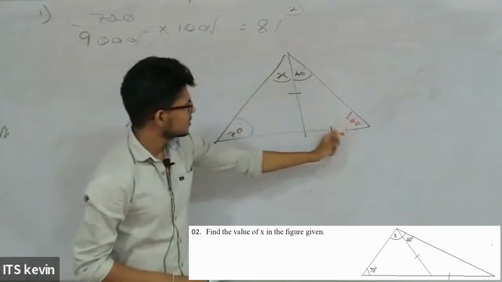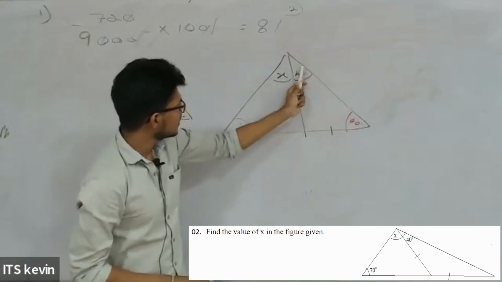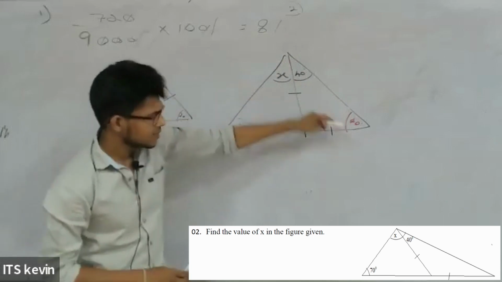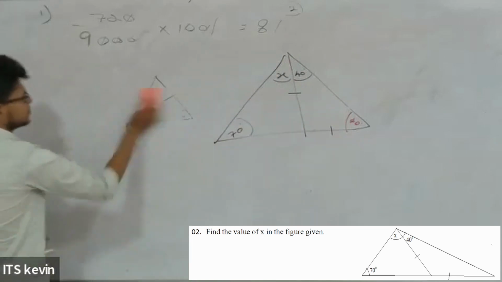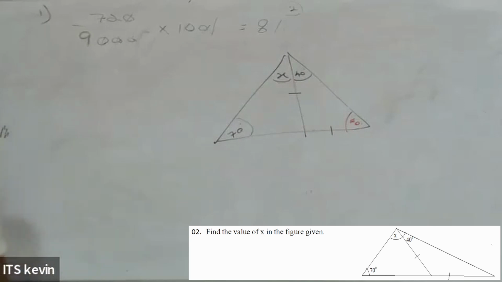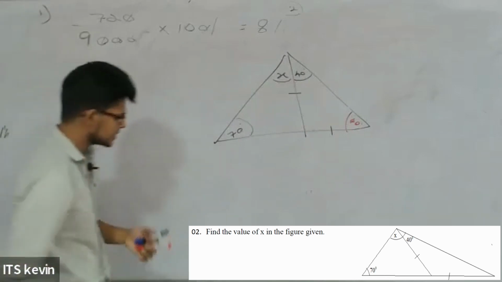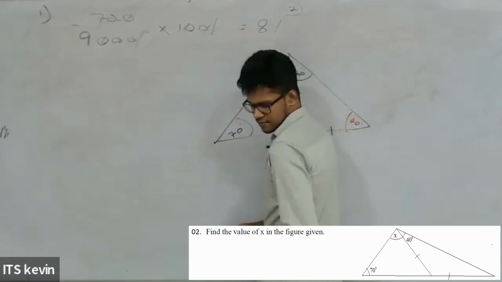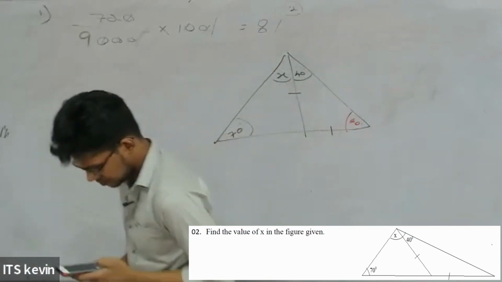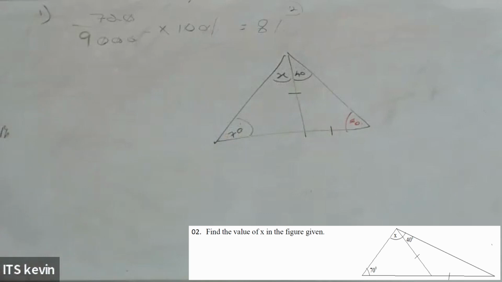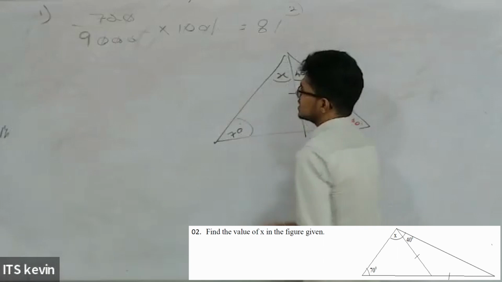Now, you can directly tell this is a triangle. So the sum of interior angles of a triangle is how much? The sum of interior angles of a triangle is 180. So let's find x and tell me the answer. If you didn't do it, those who did, you can tell me. Okay, so what is the answer?